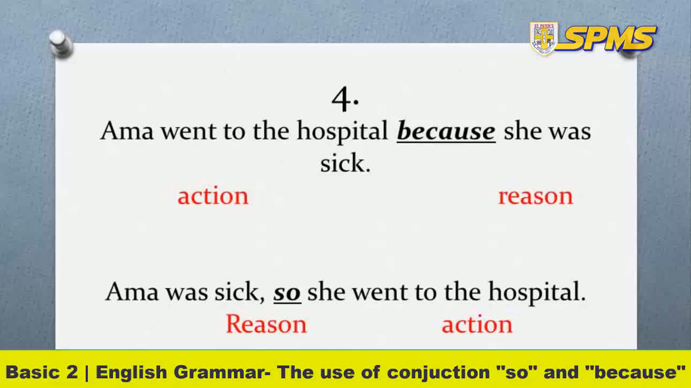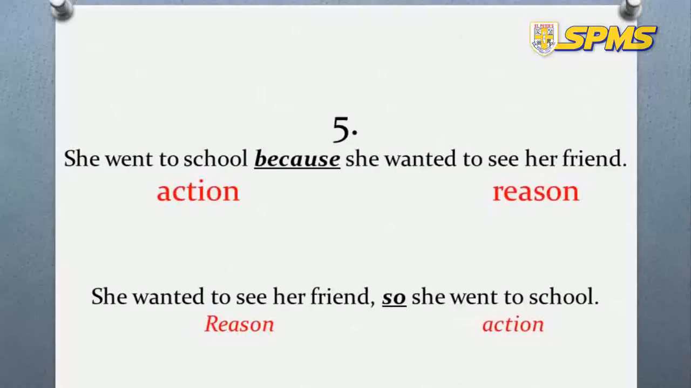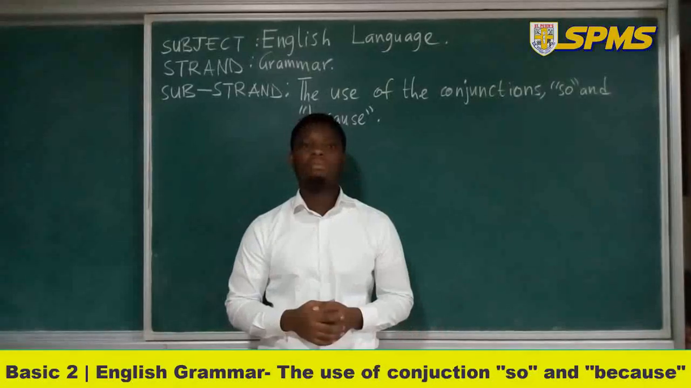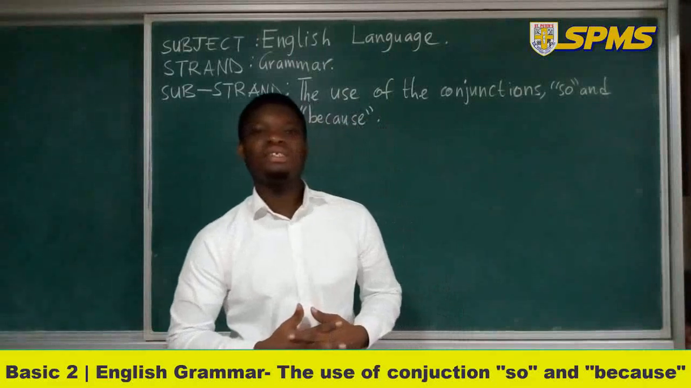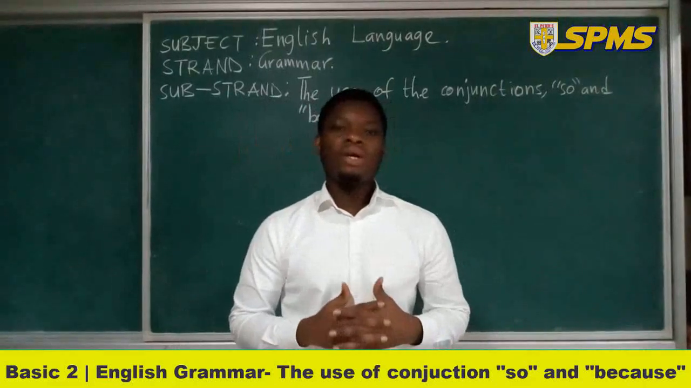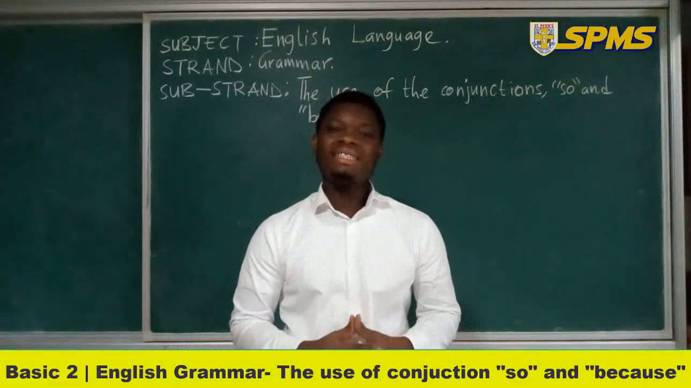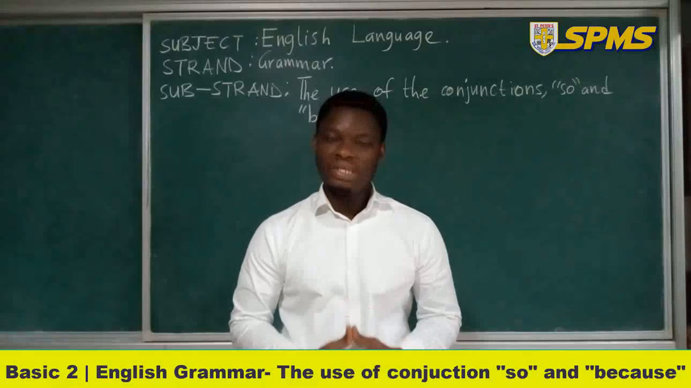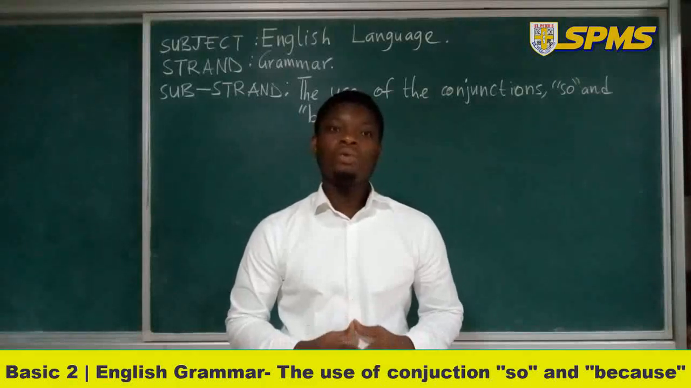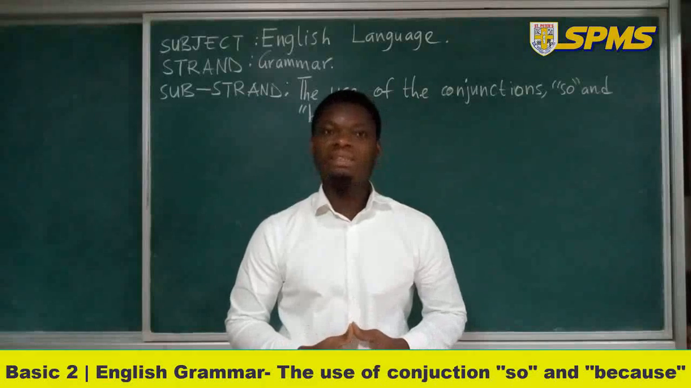stated. Good. The last one, she went to school because she wanted to see her friend. And then with the use of so, she wanted to see her friend, so she went to school. I hope you are not getting confused. Very good. What we are saying is that with the use of because, the action comes before the reason. But with the use of so, the reason comes before the action.